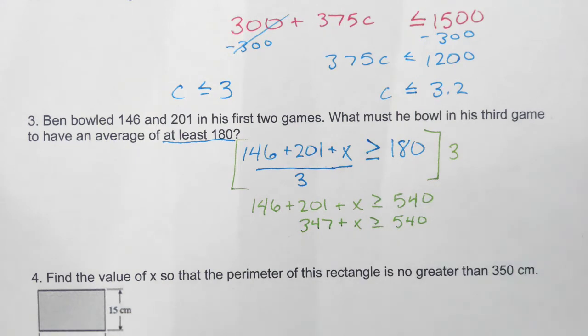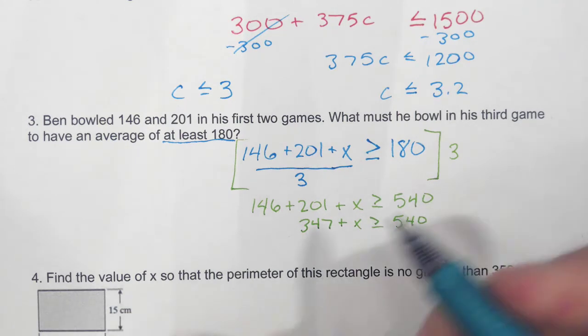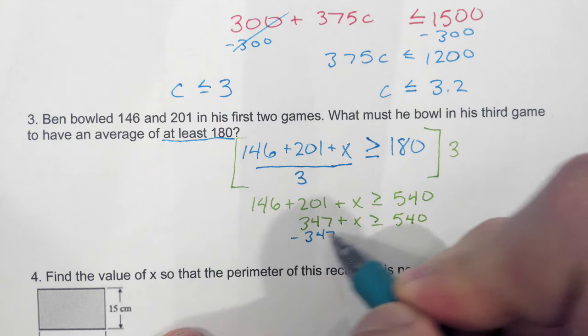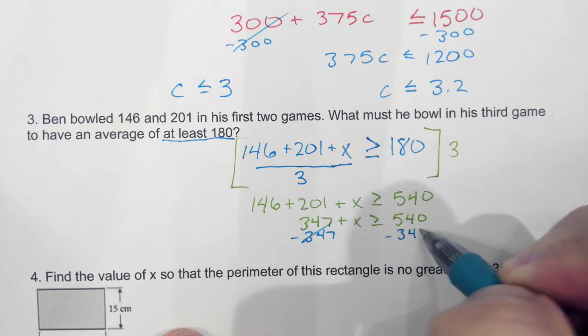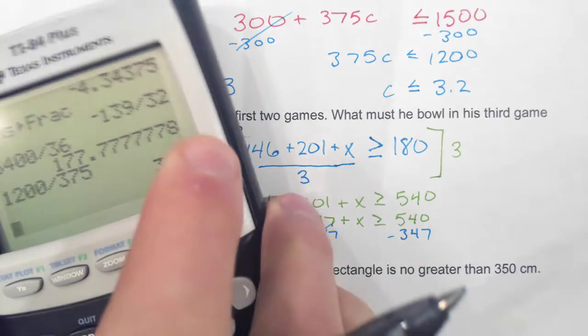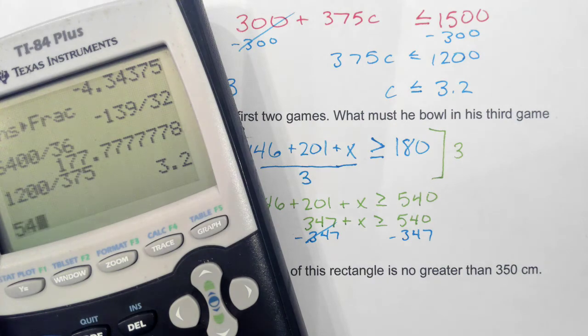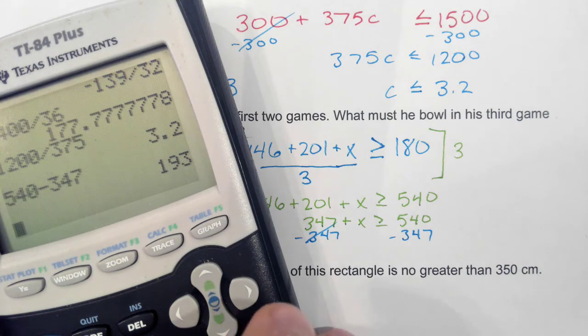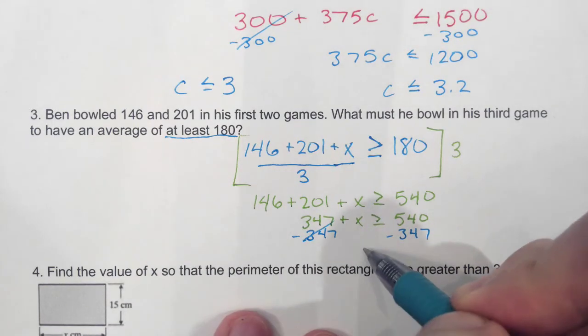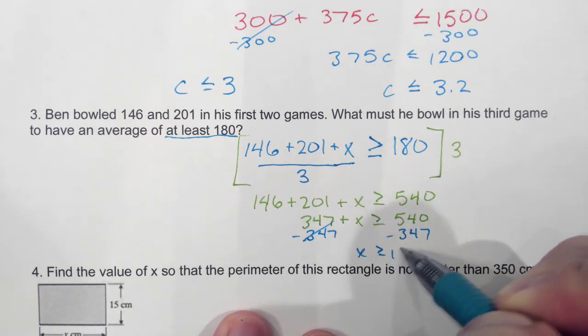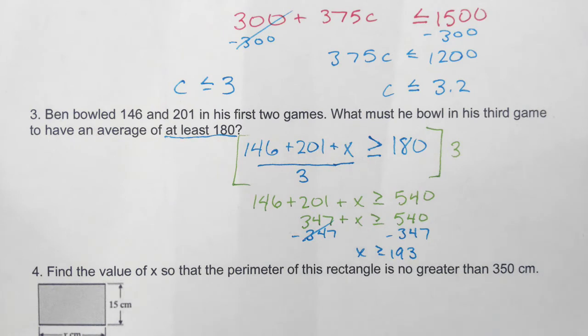One more thing to figure out what we have to score on our last game by subtracting 347. So you might pull out your calculator for that. 540 minus 347. We got to bowl at least a 193. So 193 and above, and we're happy with our average.